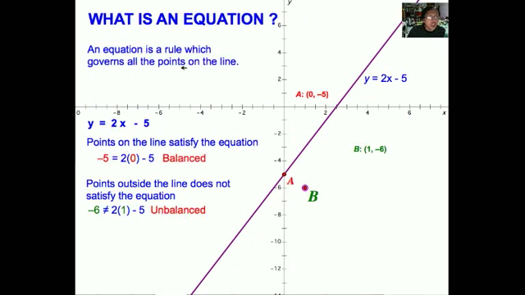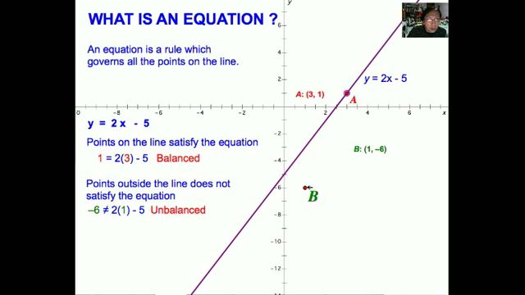We now look at the definition of an equation. An equation is a rule which governs all the points on the line. That is, points on the line satisfy the equation, such as point A. If point A is on the line, such as the point (2, 1), then 1 equals 6 minus 5 is balanced. So all the points lying on the line will satisfy the equation.